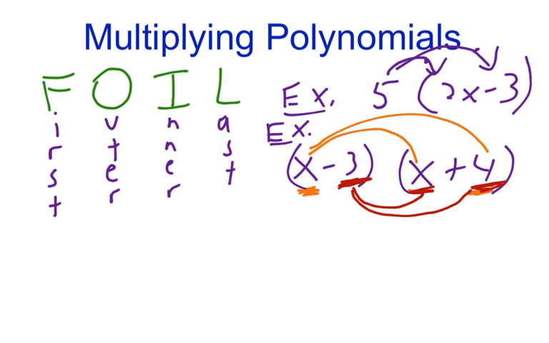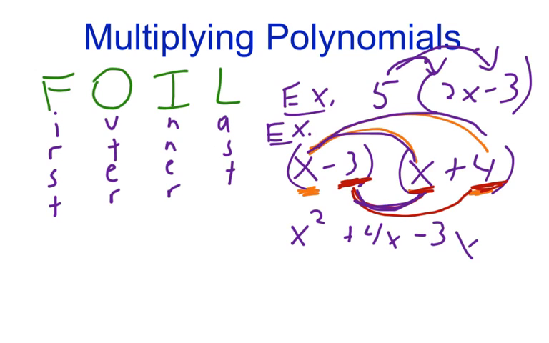So you can see there's a lot of arrows going on, which is why this isn't my preferred method, but some of you might like it better than the other way, so I'll show you. So let's go ahead and multiply those out. First terms, x times x gives us x squared. Outer terms, x times 4 gives me 4x. And then inner terms, negative 3 times x, gives us negative 3x. And then negative 3 times 4 gives us negative 12. Those were our last terms.